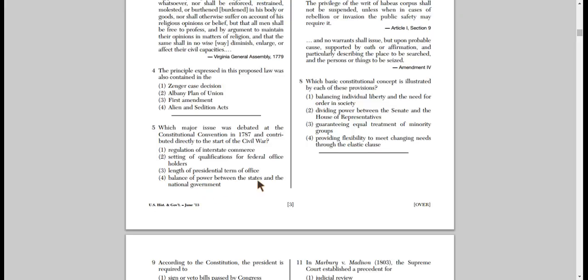So the balance of power between the states and the national government, remember, that's going to be federalism. And at the Constitutional Convention, we had been dealing with the fact that under the Articles, the states had way too much power and it clearly was not working for us. So we had to redefine that balance. And then the Civil War, you had the states feeling like they could nullify a national government law, and also the fact that they didn't feel like they were being represented. So that's why they seceded. So that's why the answer is 4.